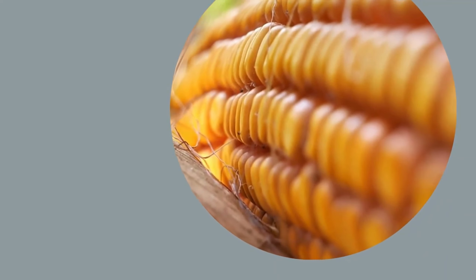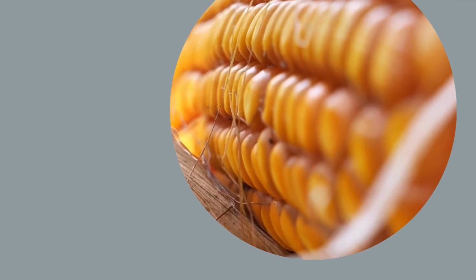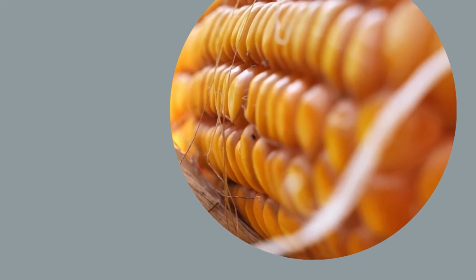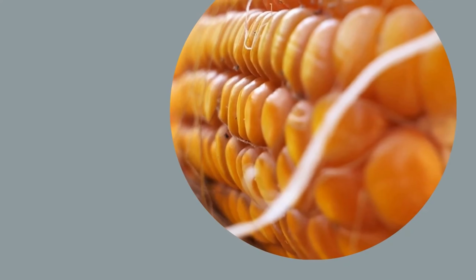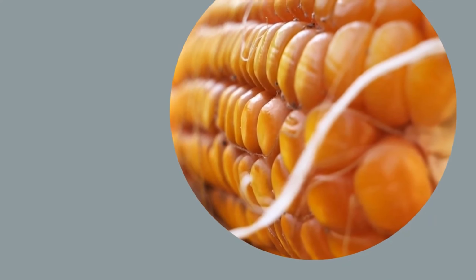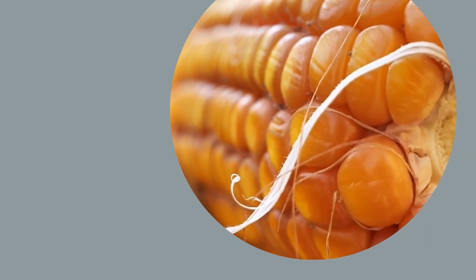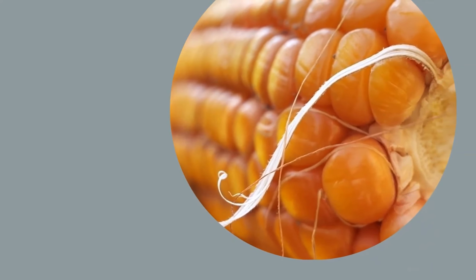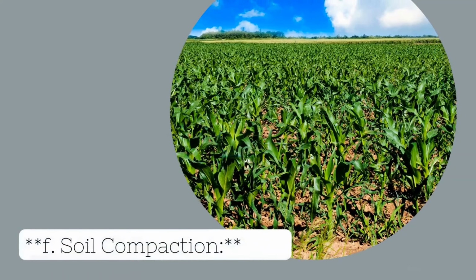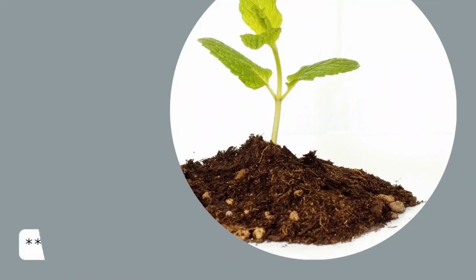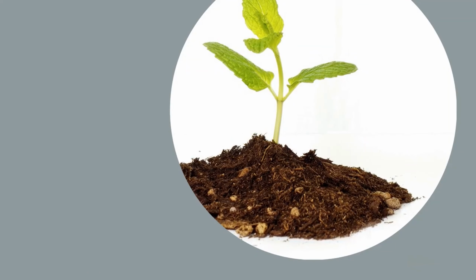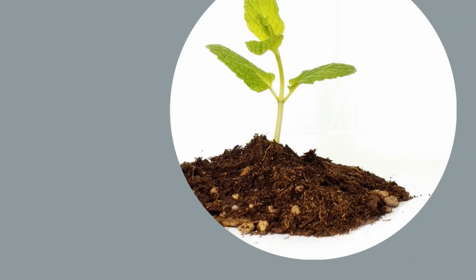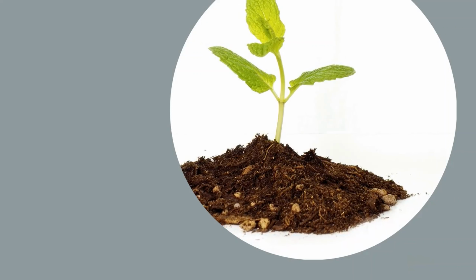E. Nutrient balance. Corn plants require a balanced supply of essential nutrients for optimal growth. Nitrogen (N), phosphorus (P), and potassium (K) are primary macronutrients required in relatively large quantities. However, micronutrients like zinc, iron, and manganese are also critical for healthy growth. Fertilizer application should be based on soil testing to ensure that nutrient levels are adequately balanced for each growth stage.